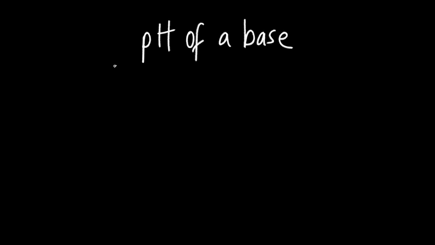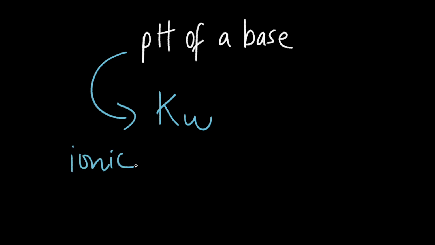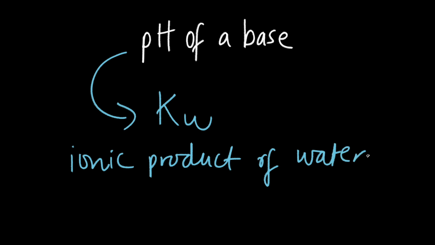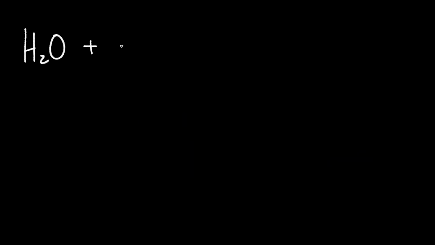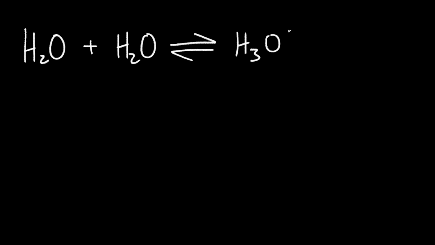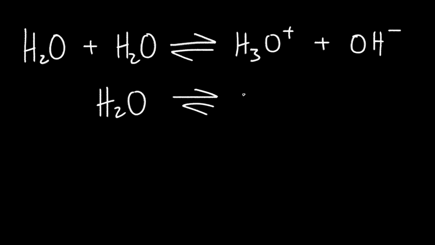In order to find the pH of a base, we first need to consider Kw, also known as the ionic product of water. Water can act as both an acid and a base. When it comes into contact with another water molecule, an equilibrium is set up, where one water molecule gains a proton and the other loses a proton, to form H3O+ and OH-. This can be simplified to just H2O dissociating into H+ and OH-.